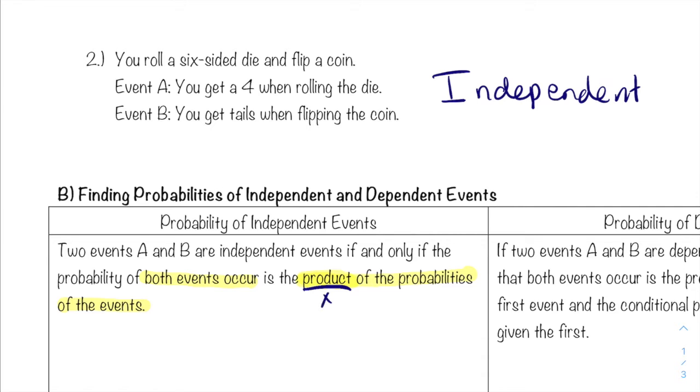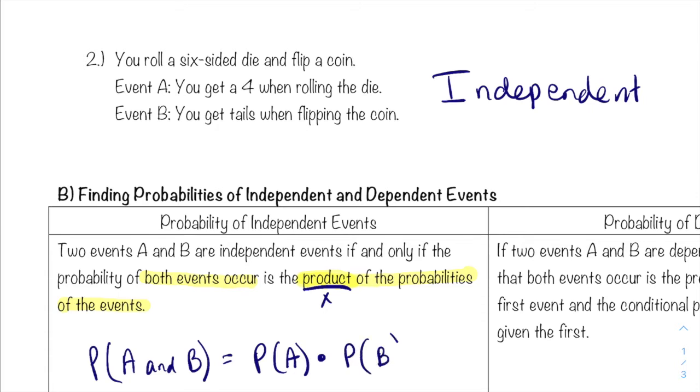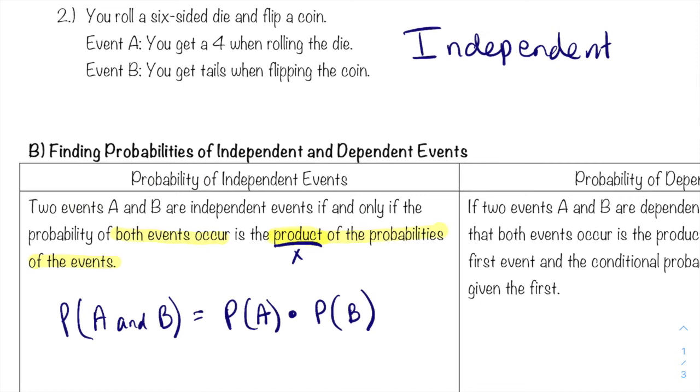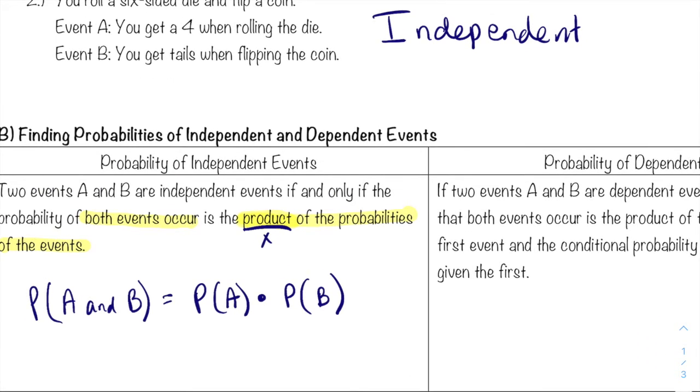It means to multiply. So how we write this is the probability of A and B happening equals the probability of A times the probability of B happening. Pretty straightforward. If there could be more than 2 events, you could have, what's the probability of 4 different things happening? You would just have to multiply all the probabilities of those happening, and that would give you the probability of all of them happening in that sequence.